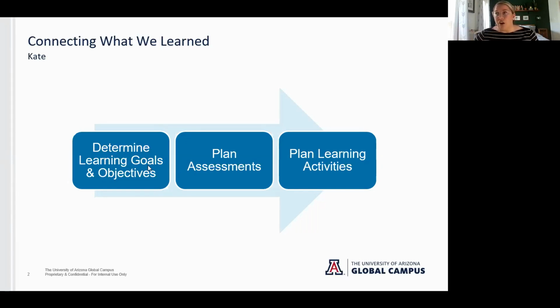We talked already in subsequent sessions about learning objectives and the importance of them. What does a good learning objective look like? How do we write them? Where do we go to discover that information? And now we're going to look into assessments, specifically summative assessments.